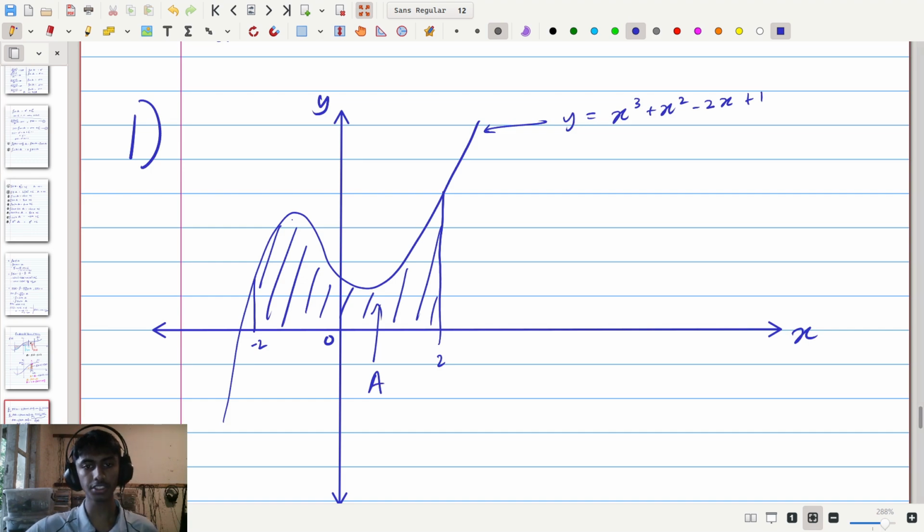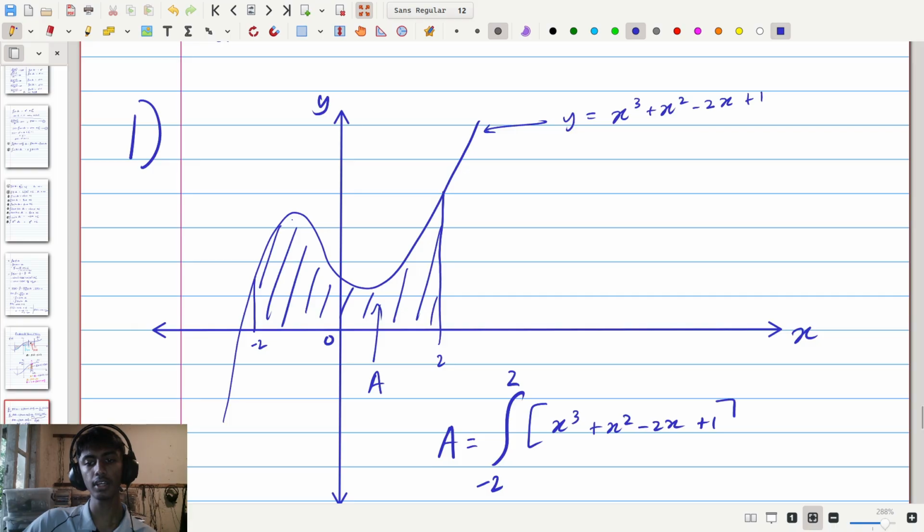From the theory we just learned, we know that capital A is going to be equal to the integral starting from negative 2 and ending at 2, of the function which is going to be x cubed plus x squared minus 2x plus 1. So we're going to have x cubed plus x squared minus 2x plus 1 integrated with respect to x.